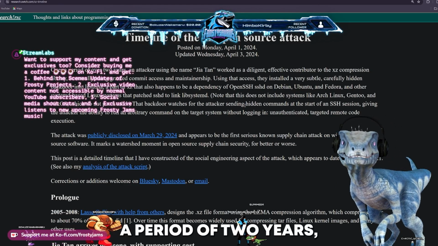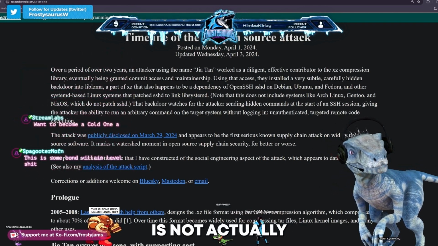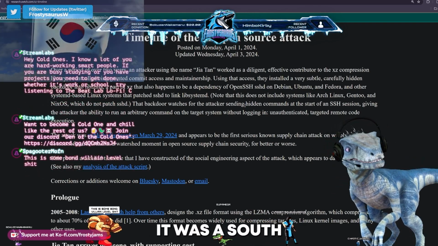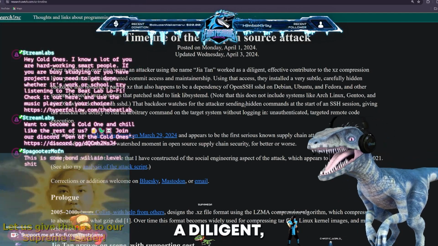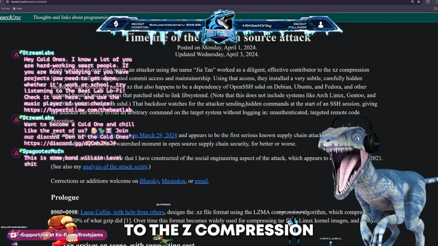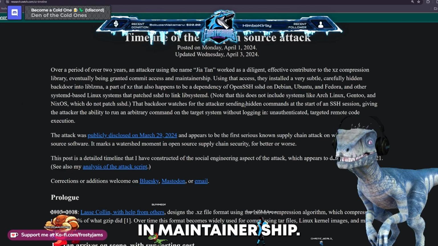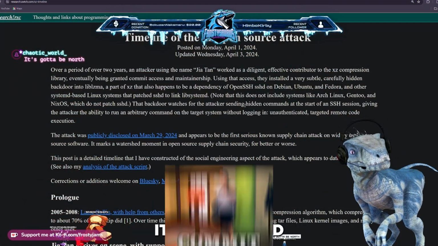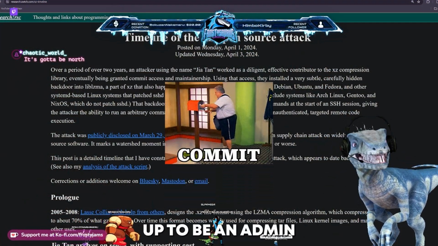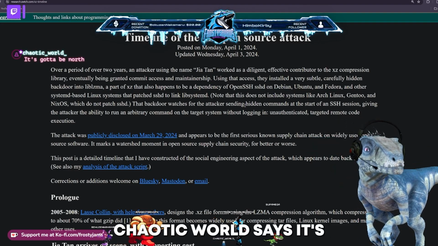So over a period of 2 years, an attacker using the name Jia Tan, and they believe that Jia Tan's not actually this guy's name. It seemed like it was a South Korean attacker. It might actually be North Korean. Jia Tan worked as a diligent, effective contributor to the XZ compression library, eventually being granted commit access and maintainership. So this guy came in as just some random dude into an open source repository and started making small commits and worked his way up to be an admin, an actual maintainer owner of the repository. Chaotic World says it's got to be North.